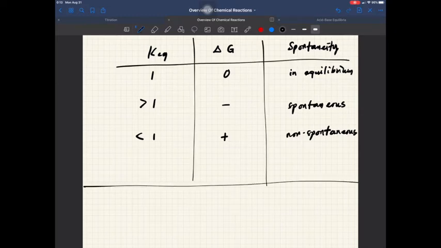If the value of your equilibrium constant is equal to 1, the delta G is 0, meaning the reaction is in equilibrium. On the other hand, if the value of your equilibrium constant is greater than 1, it results in a negative delta G, which means that your reaction is spontaneous, or it proceeds as is. And finally, if the value of your equilibrium constant is less than 1, it results in a positive change in Gibbs free energy, which means that the reaction is non-spontaneous.